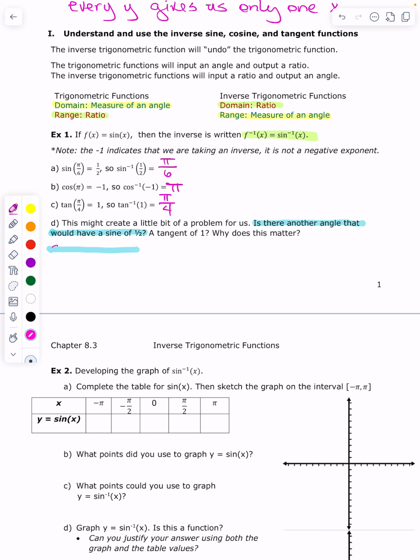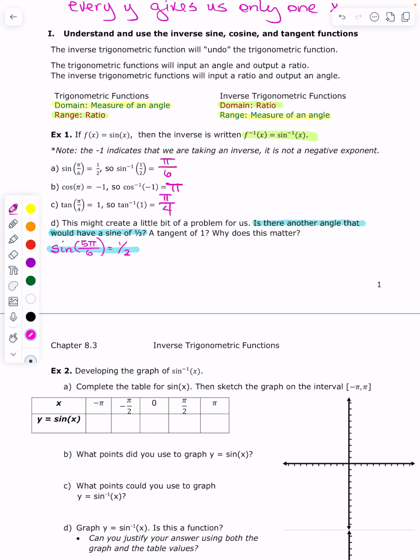And I'm going to write it this way. The sine of 5 pi over 6 is also 1/2. So that creates a problem. If inverse sine of 1/2 is what I want an answer for, I cannot have two outputs.